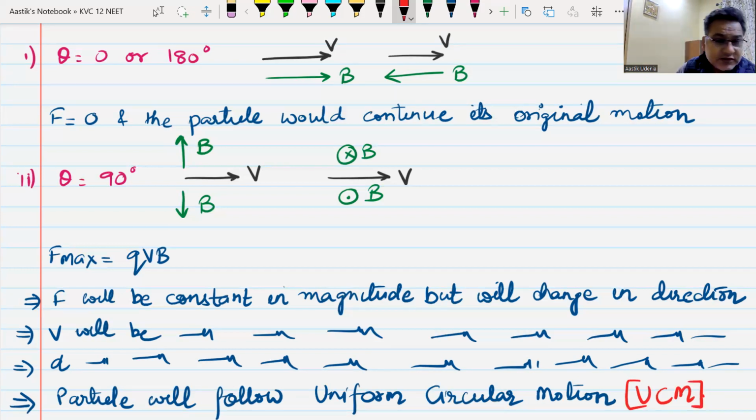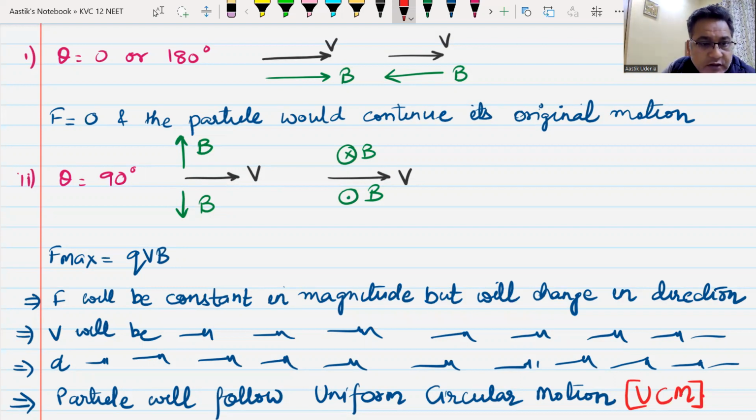I'll give you 2 minutes to note this down. Let me know once you are done. Okay, then let's move ahead. The particle is going to follow what we say as uniform circular motion.